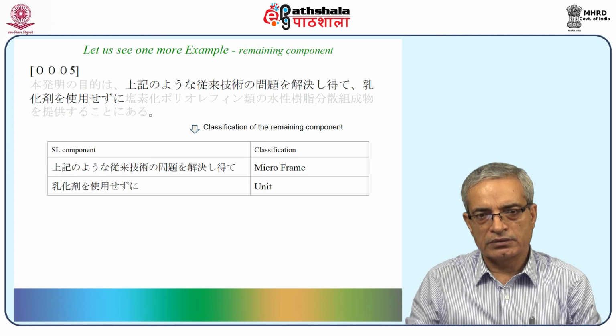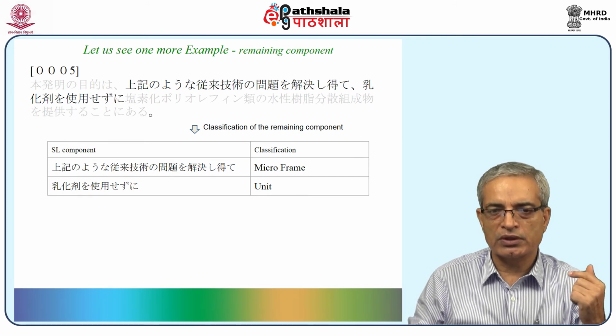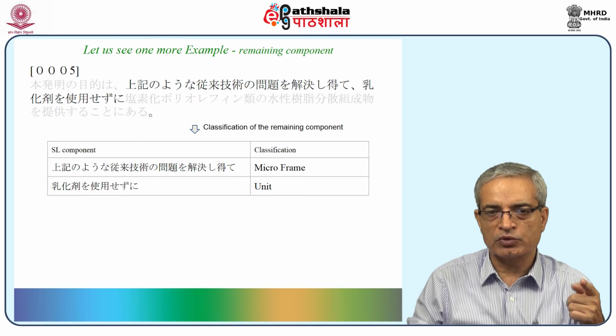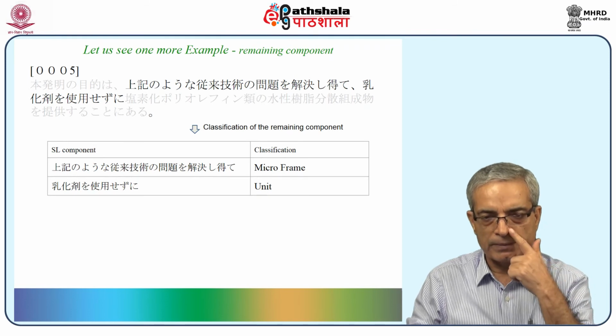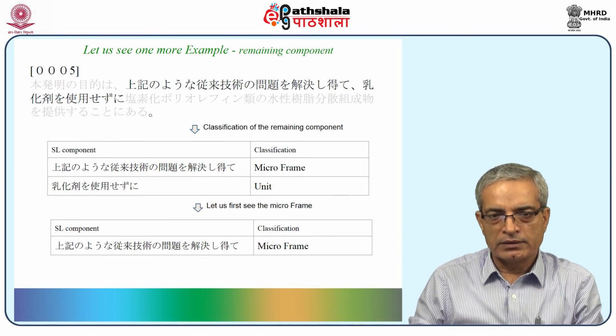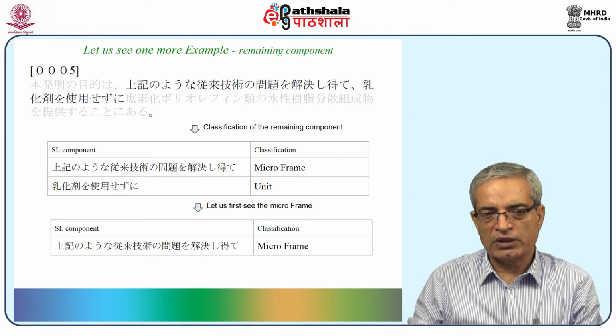Let's see the remaining component. If we see the classification, the source language can be divided into two parts first. That is, joki no yona jurai gijitsu no mondai o kaiketsu shiete. This is the microframe, and one unit here, nyukazai o shio sezu ni. Let's first see the microframe. Joki no yona jurai gijitsu no mondai o kaiketsu shiete. It's a microframe.